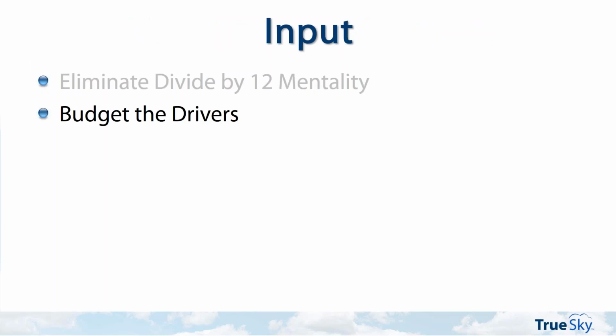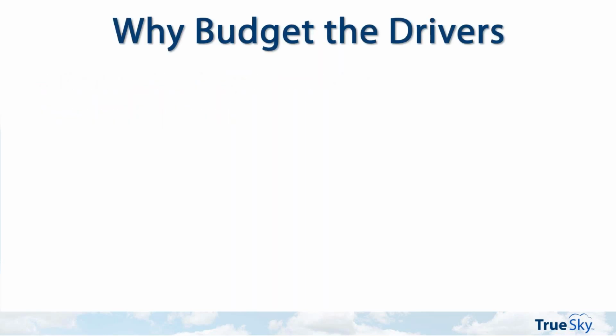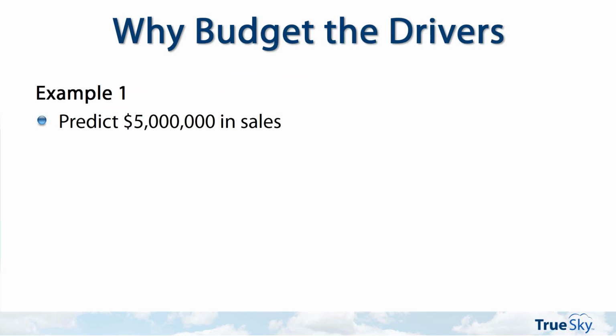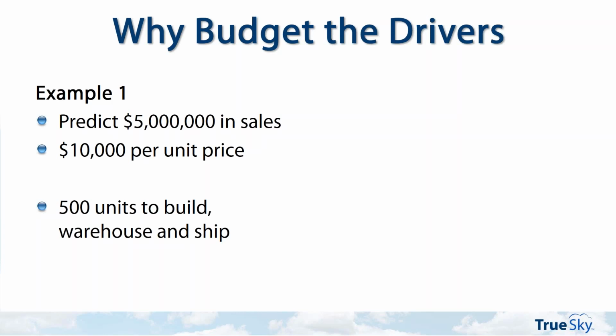All right, the next one, budget your ultimate business drivers and not dollars. Okay, let Excel do the calculations, and I'm going to show you why that's important. So this is why you want to budget the business drivers. So example one, your people are predicting $5 million in sales for the year. Great. Well, right now, traditionally, you have a $10,000 unit price, which ultimately means you've got 500 units that you're going to build, warehouse, and ship. No big deal, right?